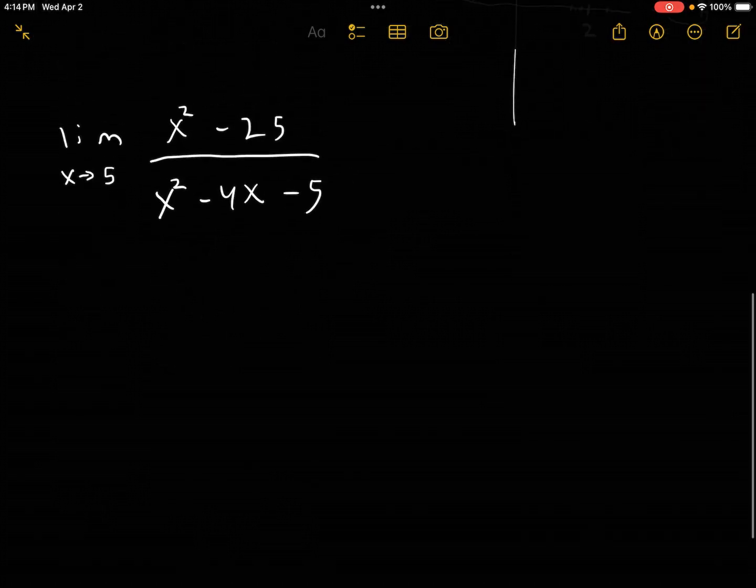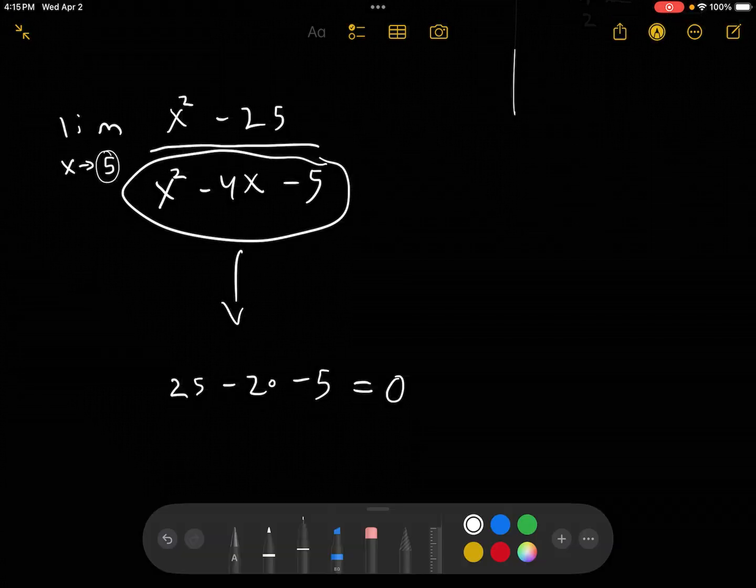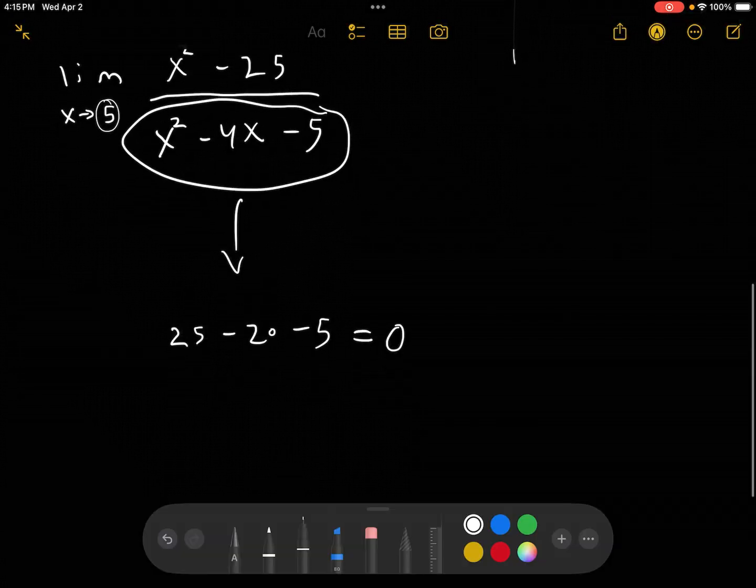So if we try to do what we did in the previous example, let's plug 5 into this equation, and we're going to immediately run into an issue, which is that when we plug 5 into the denominator, we get 25 minus 20 minus 5, which equals 0. So at 5, this function is undefined.